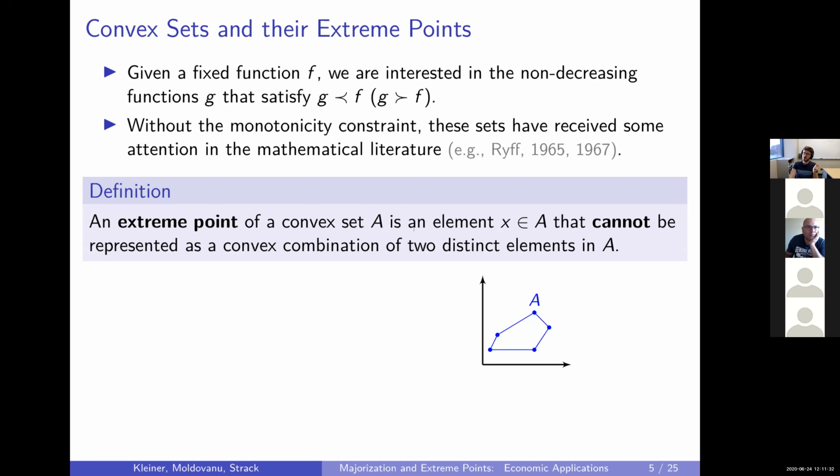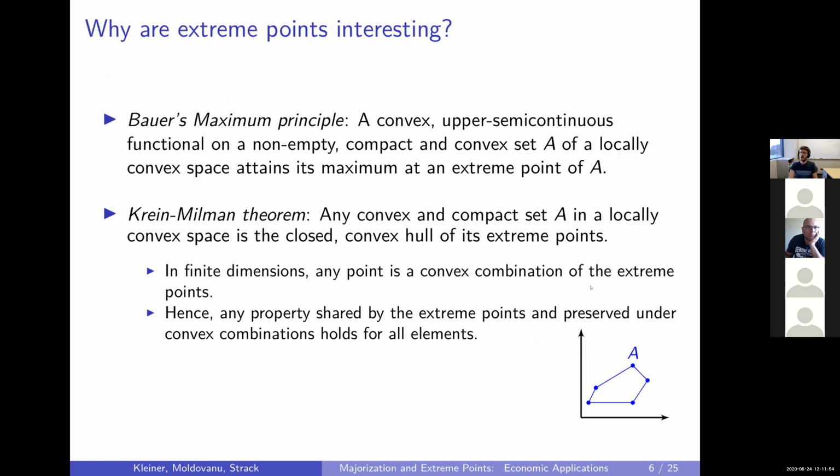As a quick reminder, an extreme point of a convex set is an element of that set that cannot be written as a convex combination of two distinct elements. For example, for this polytope here, the set A, the dots correspond to the extreme points. Before we go into how the extreme points look, why is it interesting to look at them? For our applications, there are two main reasons why knowing a lot about the extreme points is useful. The first stems from Bauer's maximum principle, which essentially says that whenever you maximize a continuous and convex functional on a compact convex set, then a maximum will be attained at an extreme point. In economics, we're often interested in maximizing convex or linear functions. Therefore, if you know a lot about extreme points, you know a lot about the solution to the corresponding maximization problem, maybe even independently of the specific functional form that you want to maximize.